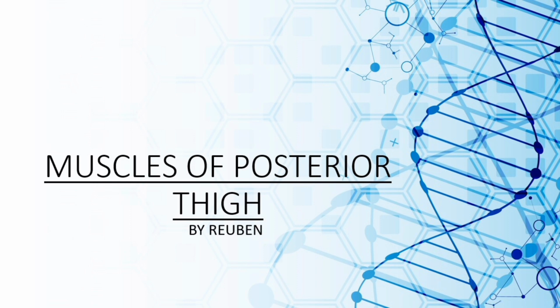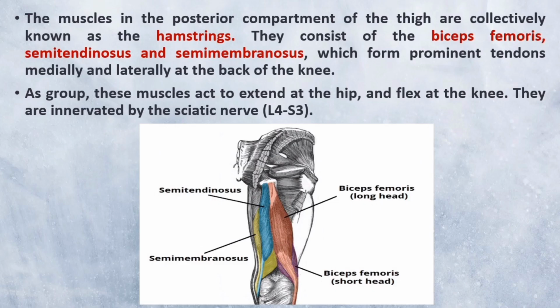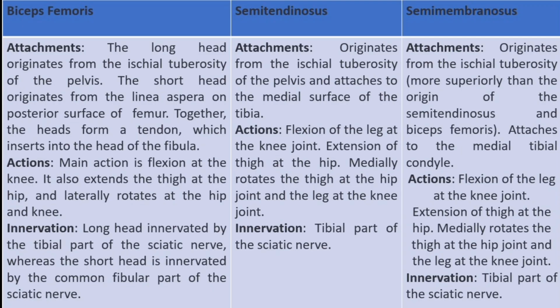The posterior thigh muscles. The muscles in the posterior compartment of the thigh are collectively known as the hamstrings. They consist of the biceps femoris, semitendinosus and semimembranosus, which form prominent tendons medially and laterally at the back of the knee. As a group, these muscles act to extend at the hip and flex at the knee. They are innervated by the sciatic nerve. In this video, we shall examine the anatomy of the muscles in the posterior thigh, their attachments, actions and clinical correlations.